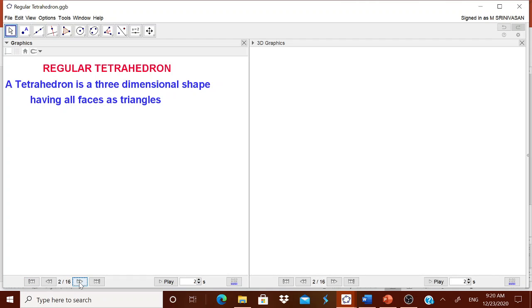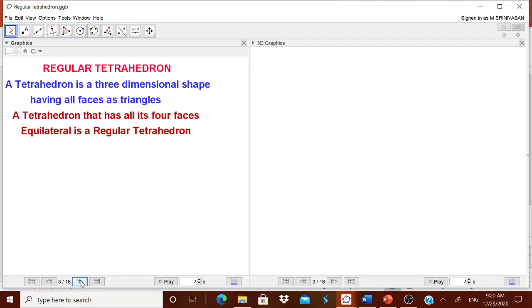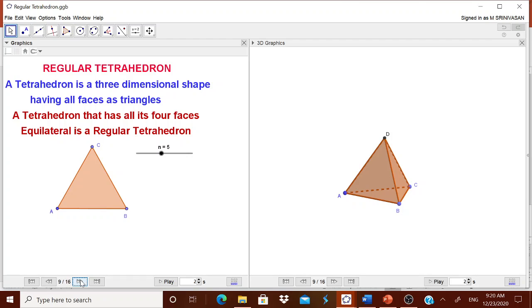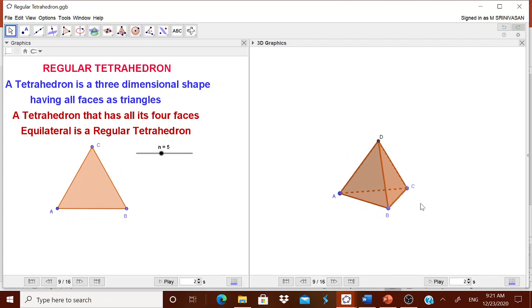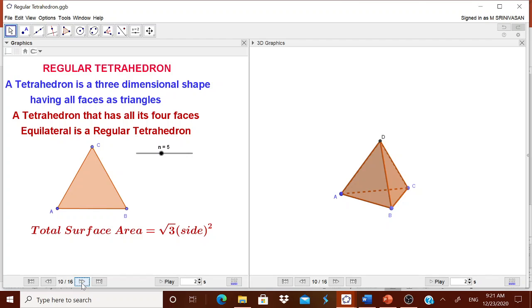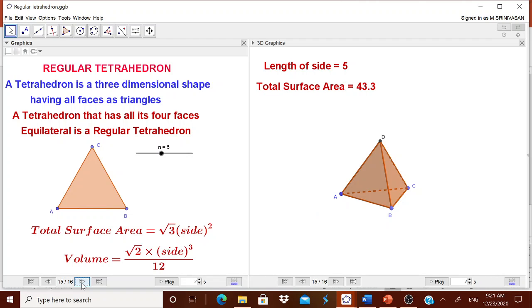A tetrahedron is a three-dimensional shape having all faces as triangles. But if all the faces are equilateral, then it is a regular tetrahedron. We will take only one line segment, and from that line segment we can get the tetrahedron directly from GeoGebra. Now you can visualize it as usual. You can rotate it and then show it to the children. Then we can give them the formula for total surface area. You can give them the formula for volume and ask them to calculate and then check.